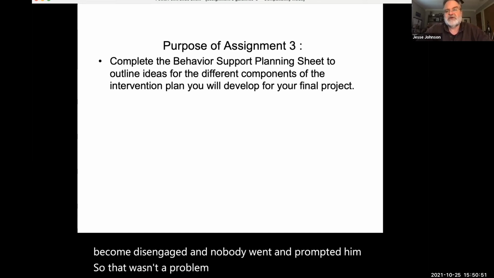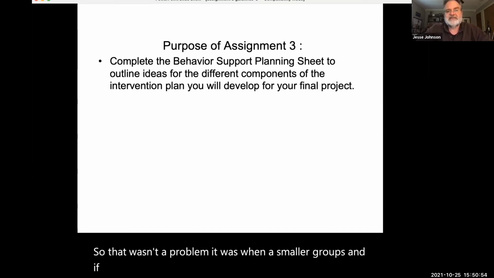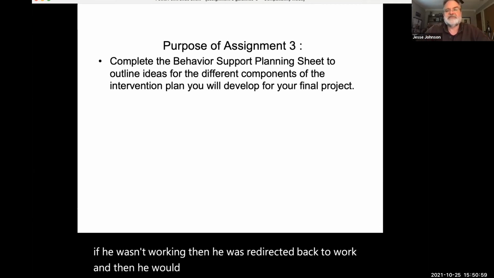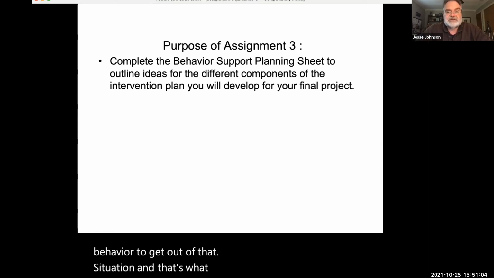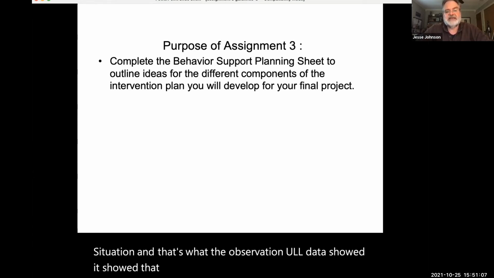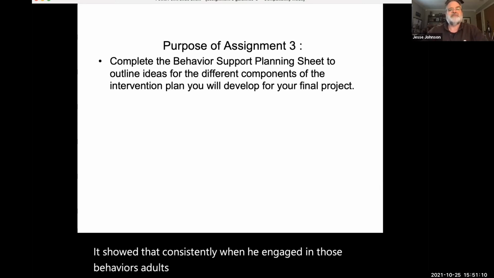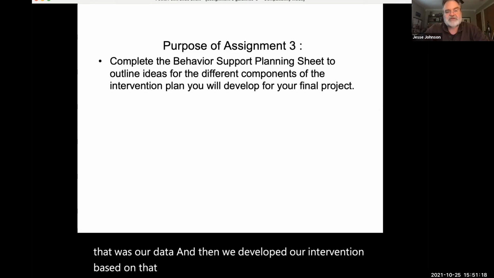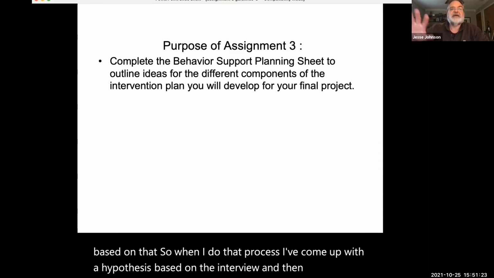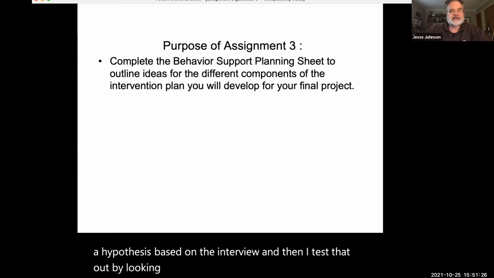It was when the smaller groups, and if he wasn't working, then he was redirected back to work, and then he would engage in some kind of problem behavior to get out of that situation. And that's what the observational data showed. It showed that consistently when he engaged in those behaviors, adults would remove him from the demand. So that was our data. And then we developed our intervention based on that. So when I do that process, I come up with a hypothesis based on the interview, and then I test that out by looking at observational data to see if it's consistent with what I see with the interview.